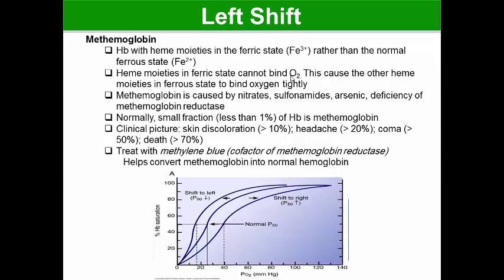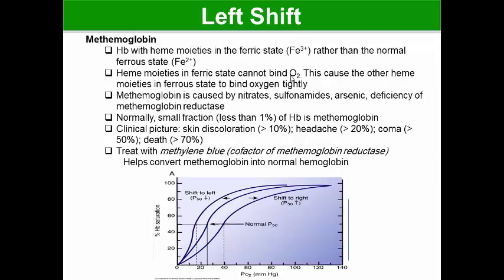What are the causes of methemoglobin or methemoglobinemia? It's caused by nitrates, sulfonamides. Sulfonamides, these are drugs which are used to treat bacterial infection. We have arsenic or deficiency of the enzyme methemoglobin reductase. In normal conditions, methemoglobin is present in a very, very small fraction, less than 1% of the hemoglobin.